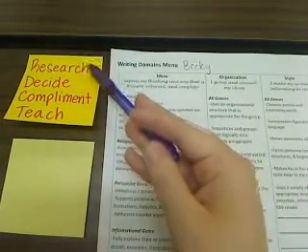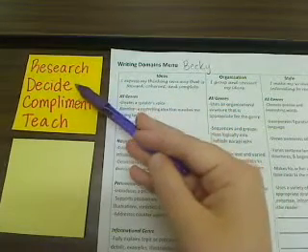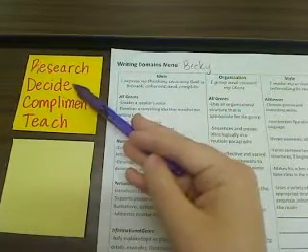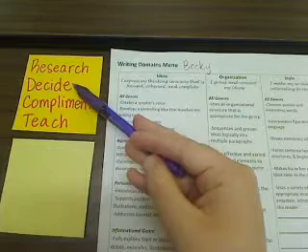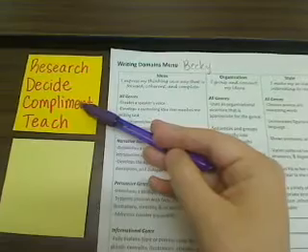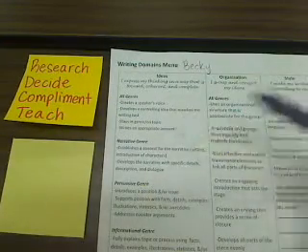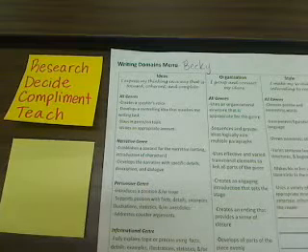Once you've gone through the research phase, then you need to decide. You need to decide what the student is doing well, and you need to decide what you are going to teach the student. Once you've decided what the student's doing well, that's going to be your compliment. I use my teacher record keeping form to mark what I complimented the student about.